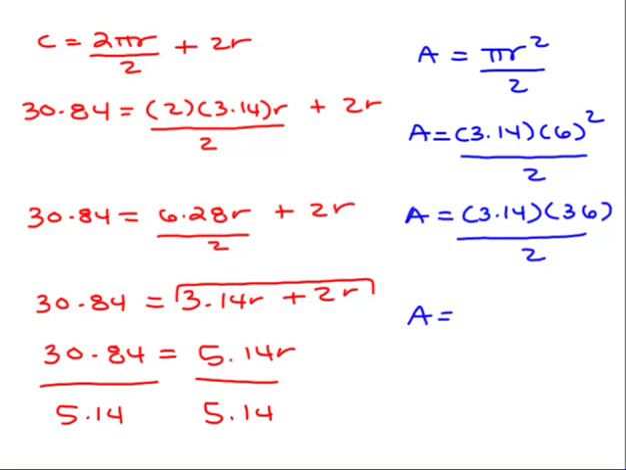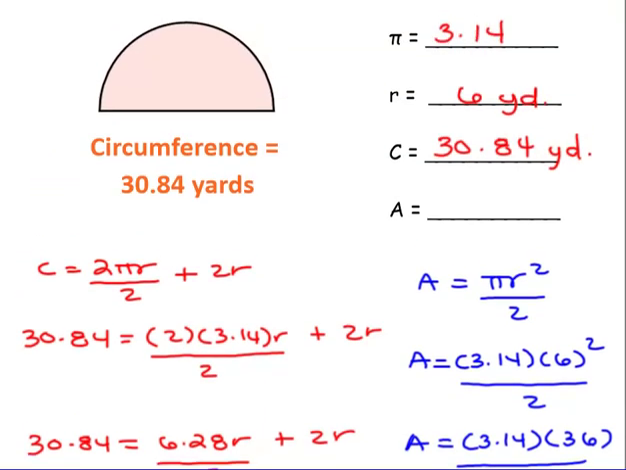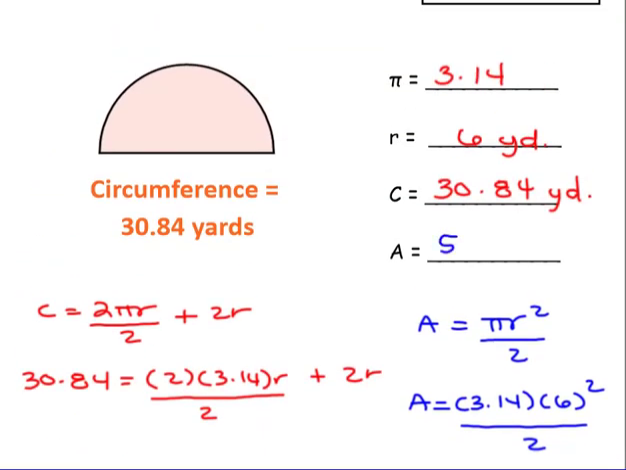Area equals, so 3.14 times 36 is 113.04 divided by 2. And so that's going to be an area of 56.52 yards squared.